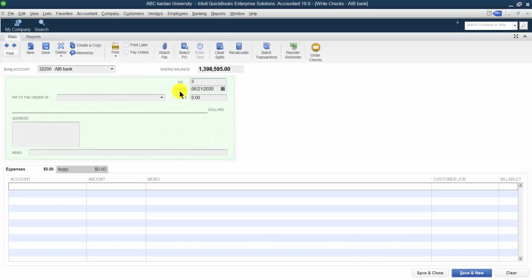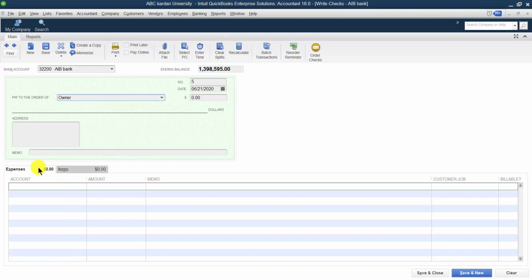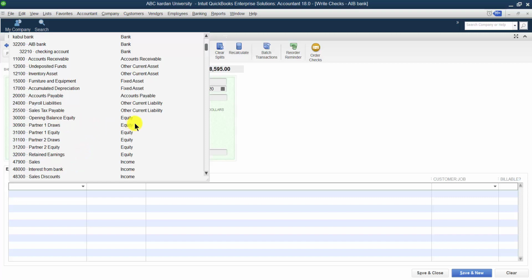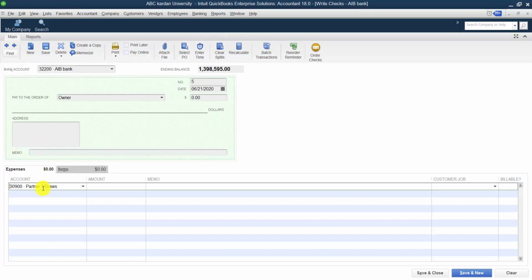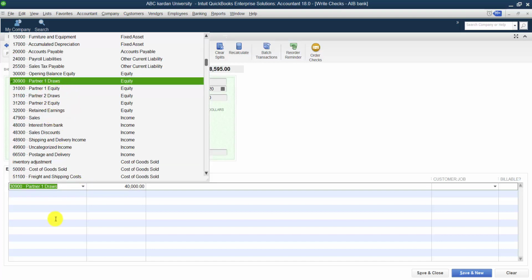This is check number 5, it increased, right? If you want to pay the owner of the business, select owner of the business, but under the expenses account, do not select any expenses. In this case, you have to select an equity account, right? So equity account or drawing account. Why? Because this is the drawing. If the owner of the business wants to take something from the business, you have to consider it as drawing, right? You can mention, for example, let us say the owner of the business wants to withdraw 40,000 from the business. So you have issued a check to the owner. To which owner? To owner partner number 1 or partner number 2 and so on, right? In this way, you can use the write check.